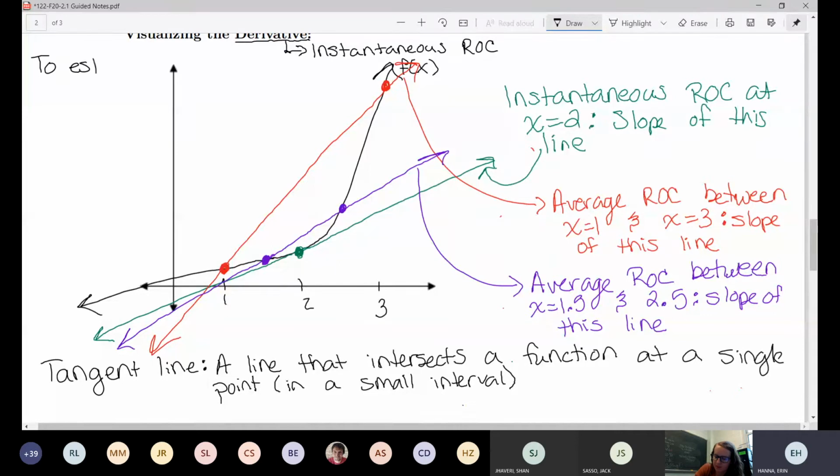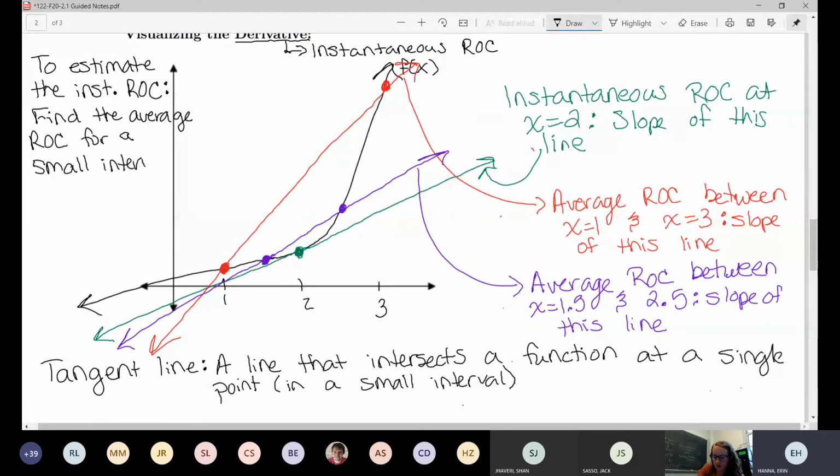So to estimate the instantaneous rate of change, we're going to find the average rate of change for a small interval, which I've already said, but I'm just trying to hammer this into your brain 5 different ways so that it sticks. This is the idea of what we're doing: we want to know the slope of these tangent lines, but we can't find the slope of a line with just 1 point. So we need to do the best we can, which would be to find the average rate of change using 2 points instead of just 1.